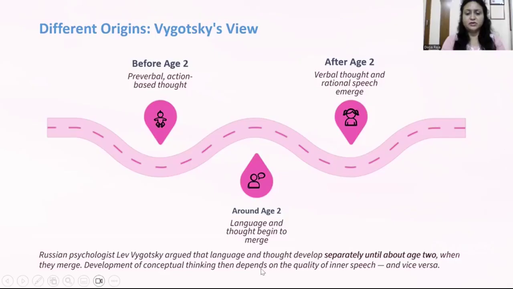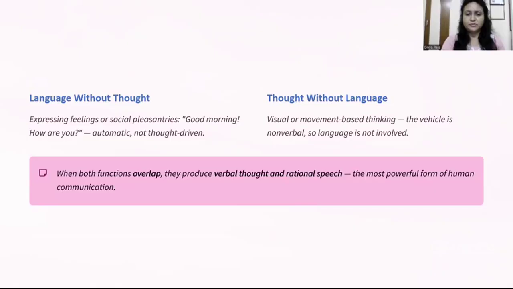This depends on the quality of inner speech, whereas vice versa is also true, wherein speech depends on our thoughts. So, this is the theory of different origin of thought and language.